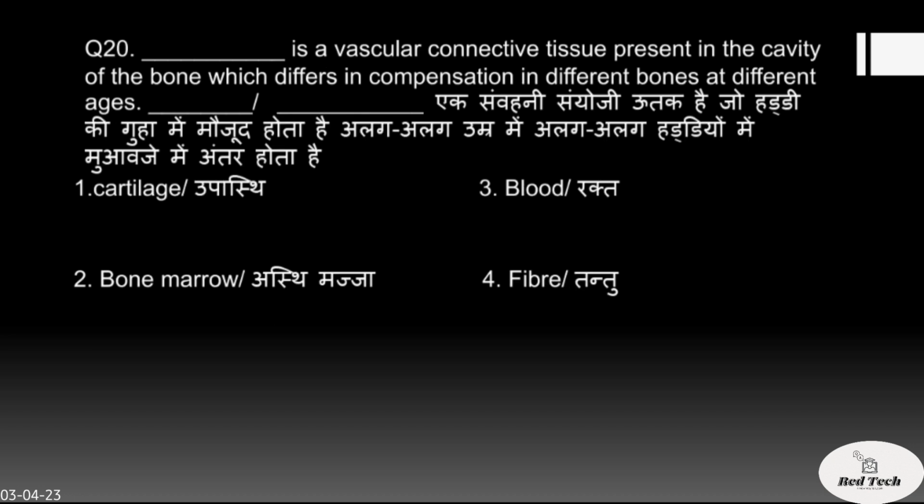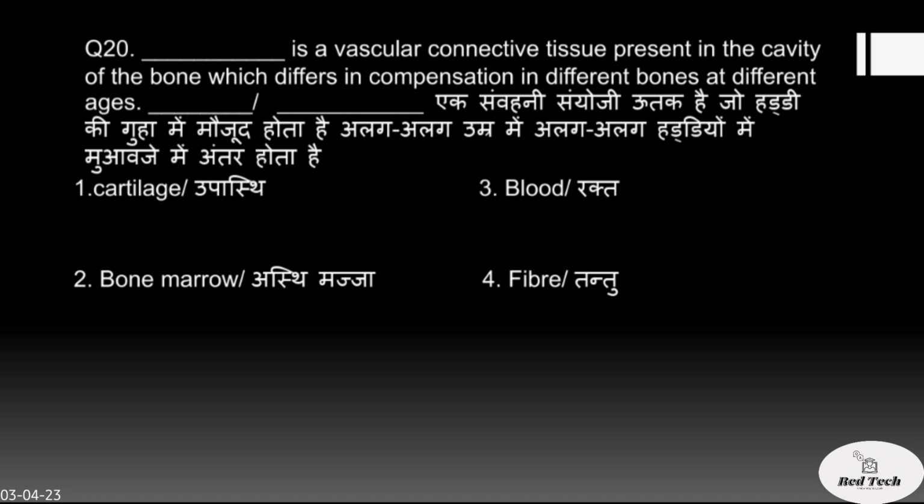Question number 20. What is a vascular connective tissue present in the cavity of the bone which differs in composition in different bones at different ages? So you have to tell about the one that is a vascular connective tissue. Vascular means connected with vessels. So it is present in the cavity. Cavity means a vacant space in the bone. It is different at different ages.